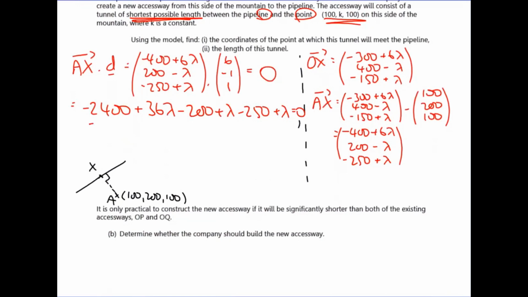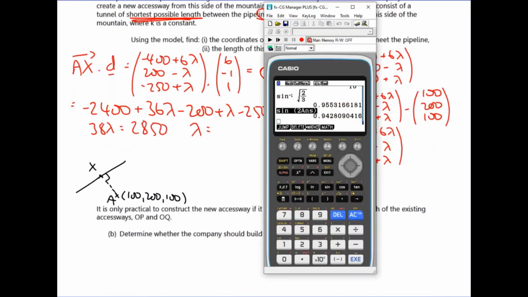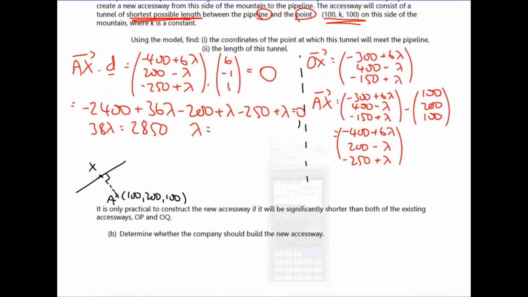them up. Collect up your lambda, so I get 38 lambda. Collect up your other values, so minus 2,850. So 2,850. If I do that division, I get lambda equals 75, which seems like a nice number so far.